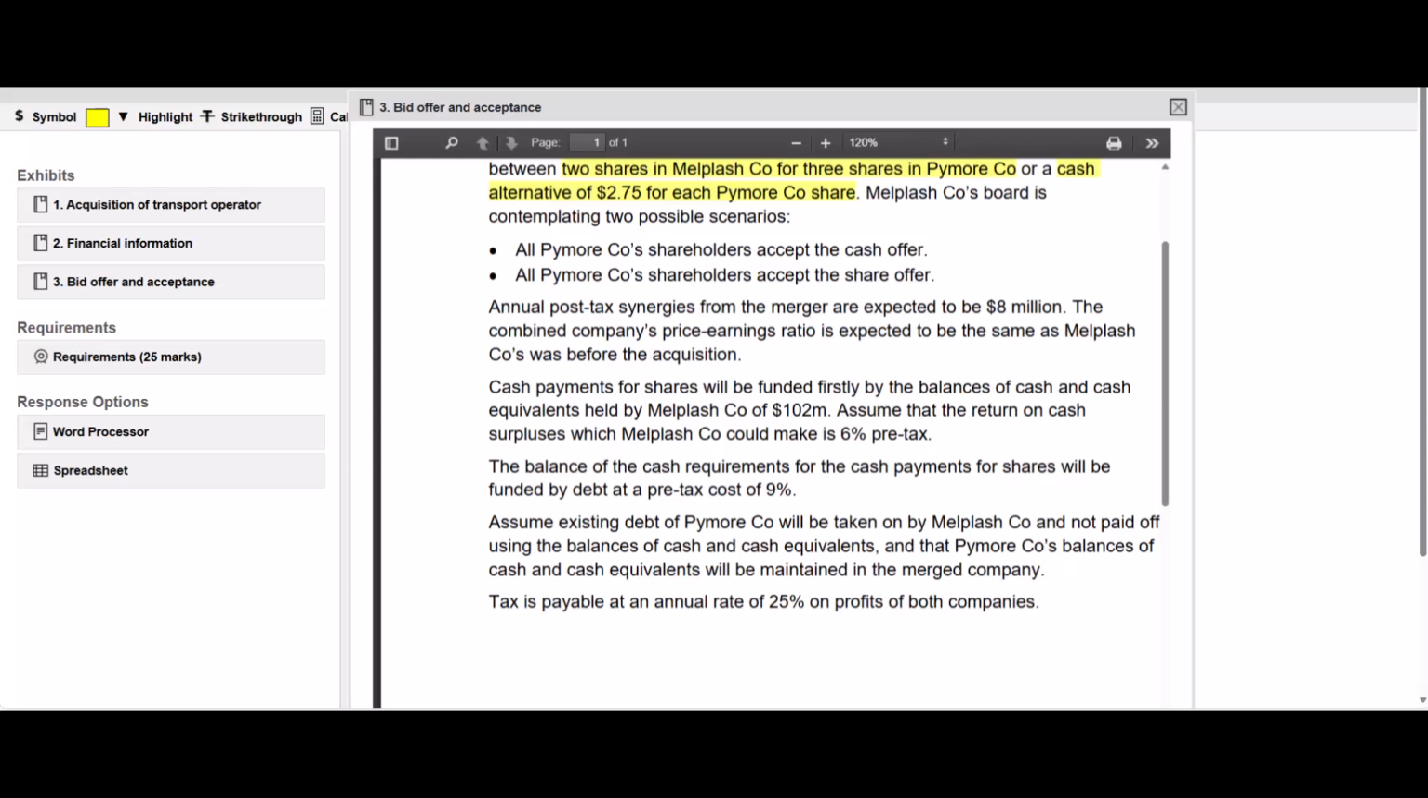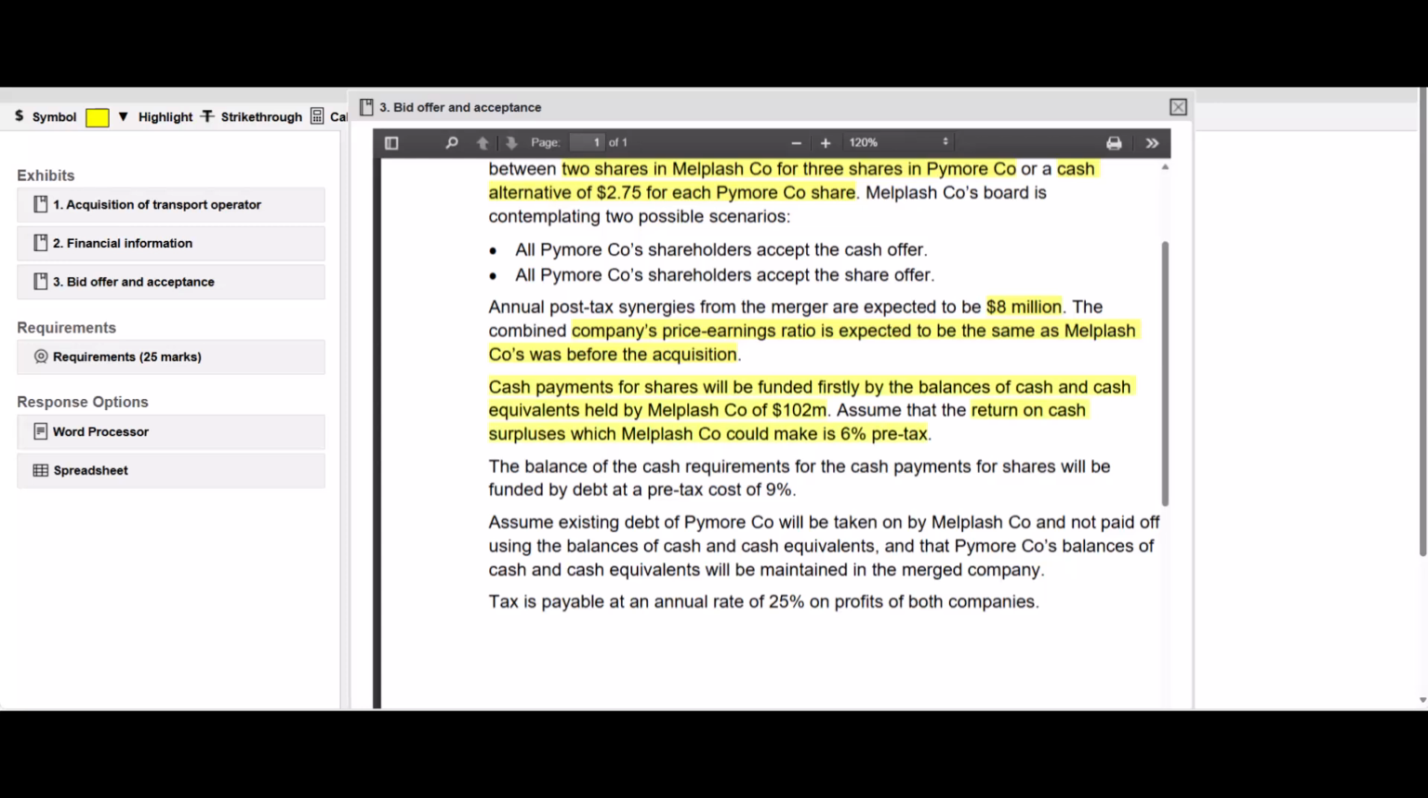Then it gives us some more information, gives us some post-tax synergy of 8 million in there. So that's something we need to consider. It then tells us the company's combined PE ratio is going to be the same as Melplash Co.'s before the acquisition. Now, the fact they've told us that is a real clue. So you're thinking, I'm going to need to use that at some point, aren't you? If they have told us that, we're going to need to use their PE ratio when we're looking to value something.